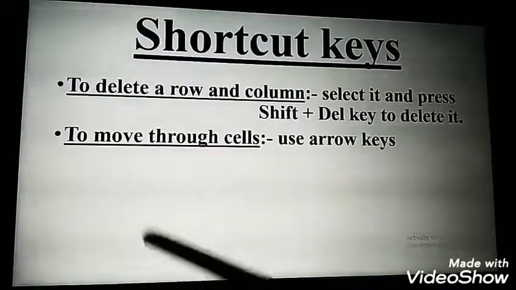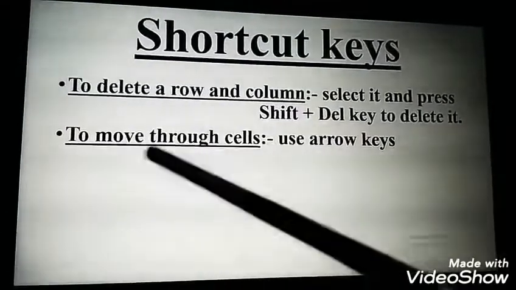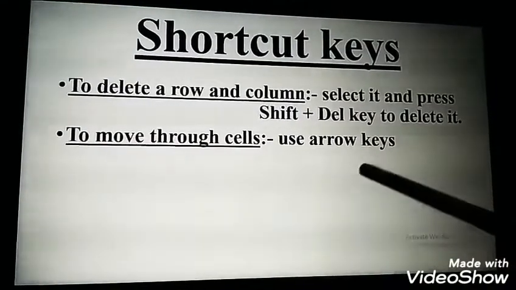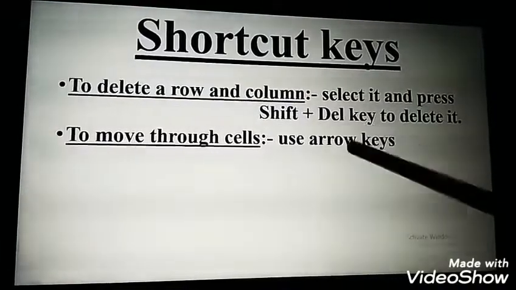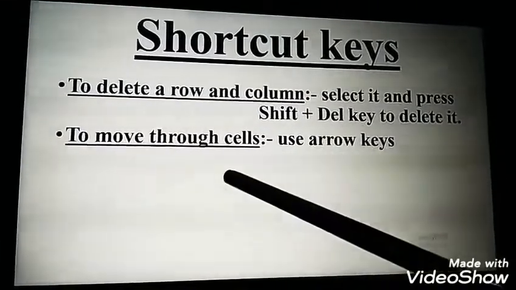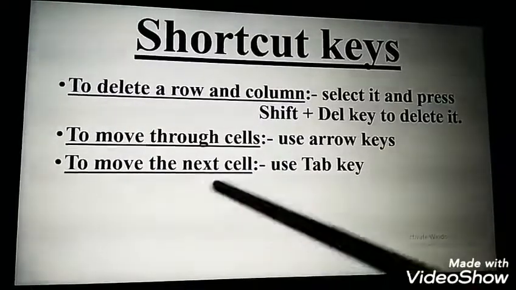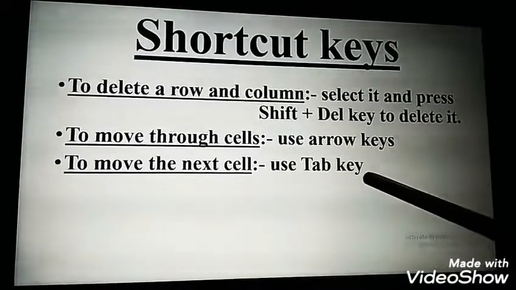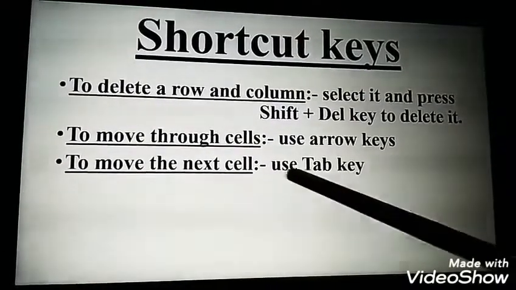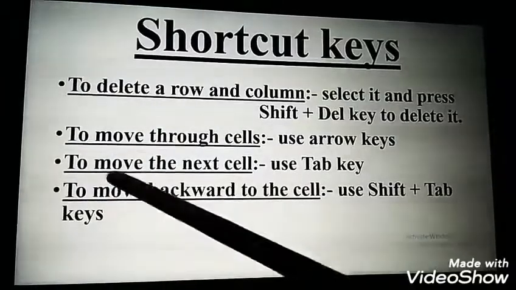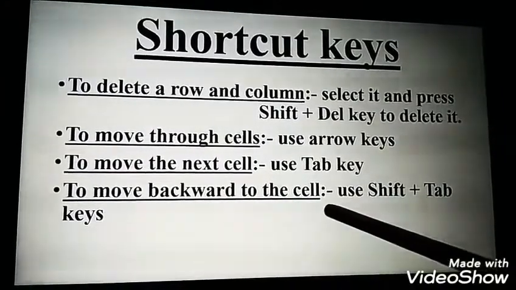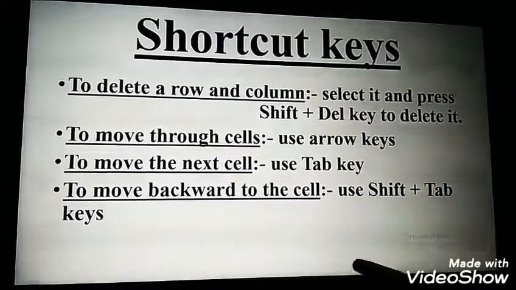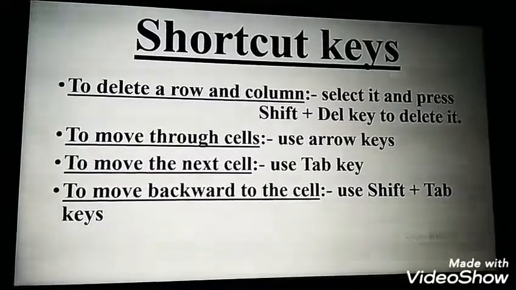Next, to move through cells, we can use the arrow keys: upwards, downwards, left, right. Next, to move to the next cell, we can use the Tab key instead of using the mouse. Next, to move backward to the previous cell, we can use Shift plus Tab.